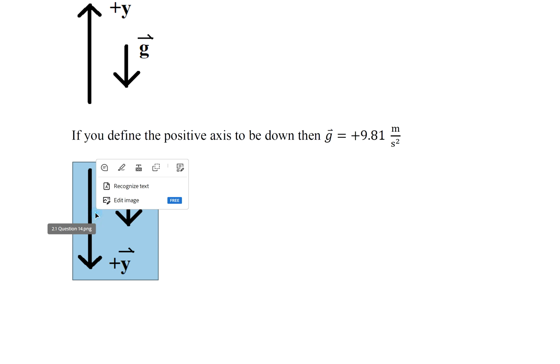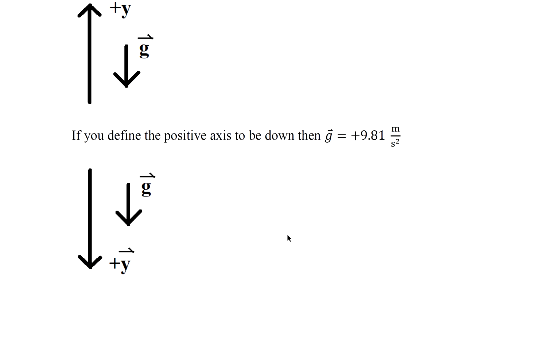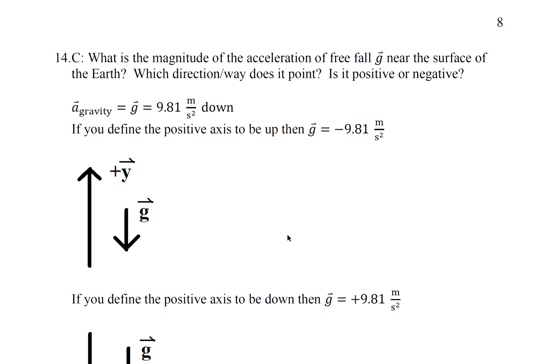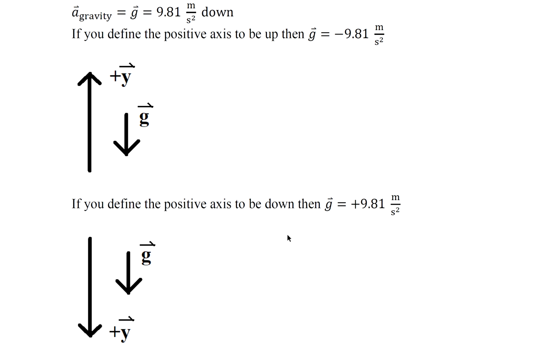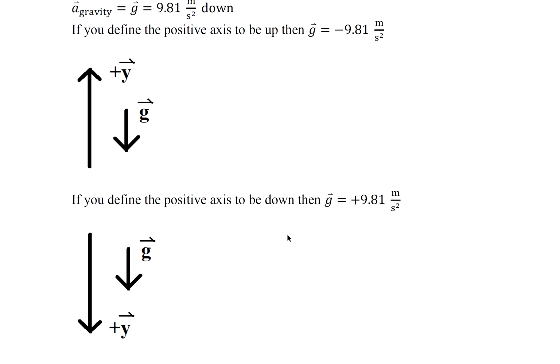If you're saying positive y is down, and g is always down, points straight towards the center of the Earth, then they're pointing in the same direction, so g is positive 9.81. So the first step you need to do is decide whether you want positive y to be up or down. And then that'll tell you whether g is positive or negative.